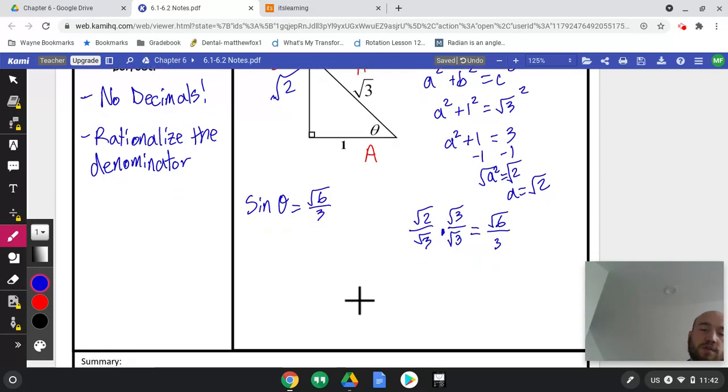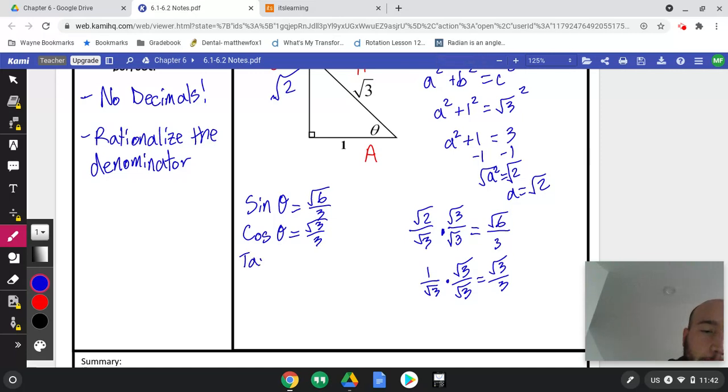Now, our next one, cos. Same process, except instead of the square root of 2 on top, it was a 1 on top. So 1 over square root of 3, but once again, we'll have to multiply by the square root of 3 over square root of 3. So we'll get the square root of 3 over 3. That's our cos.